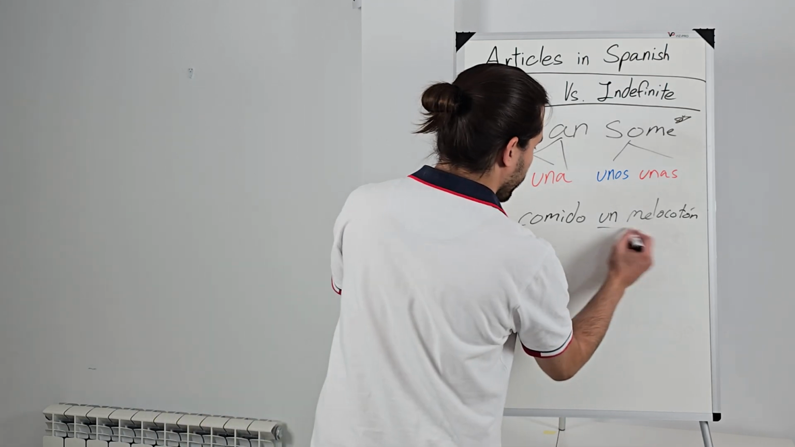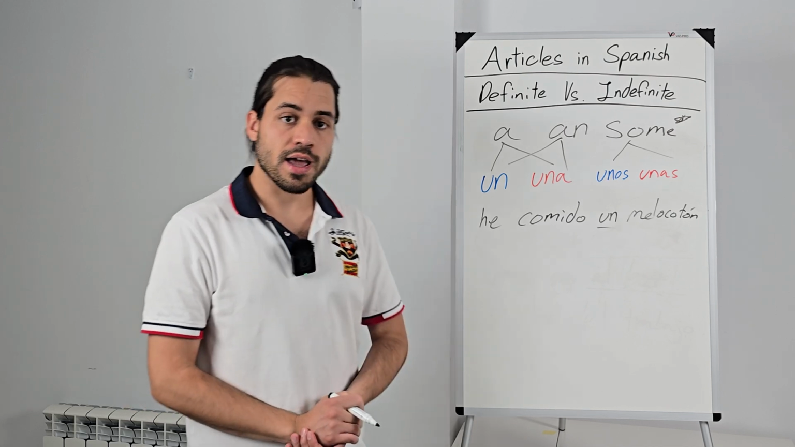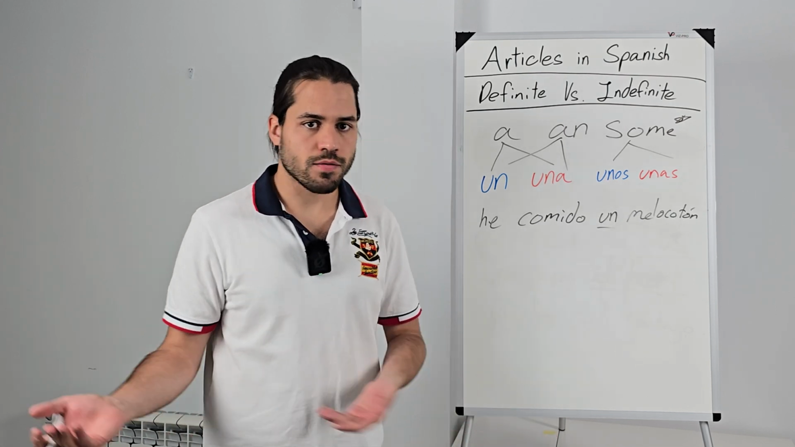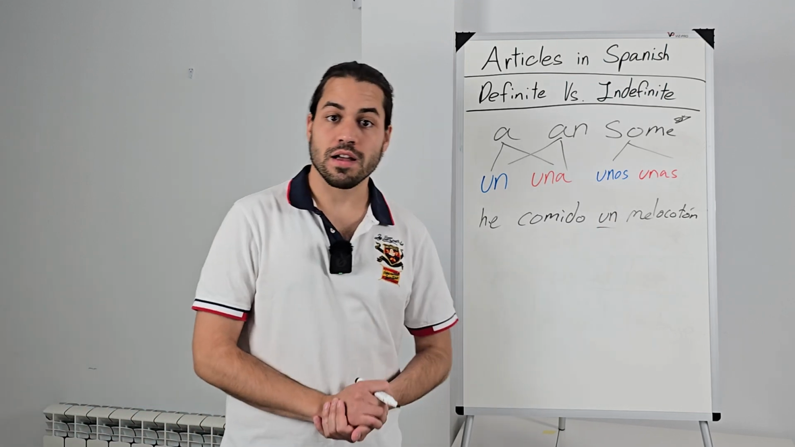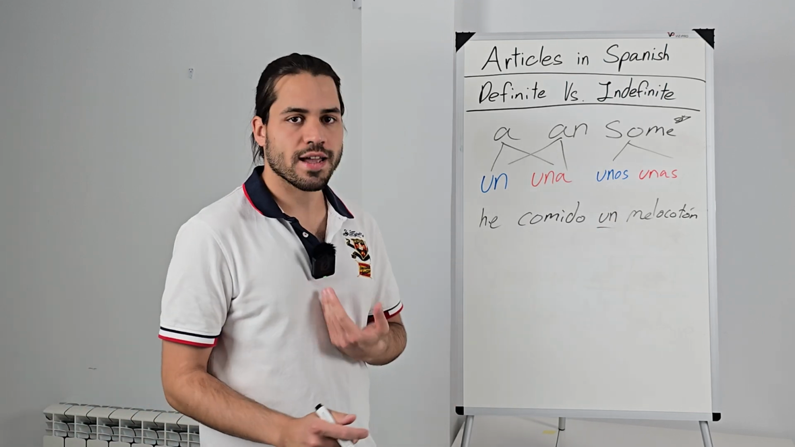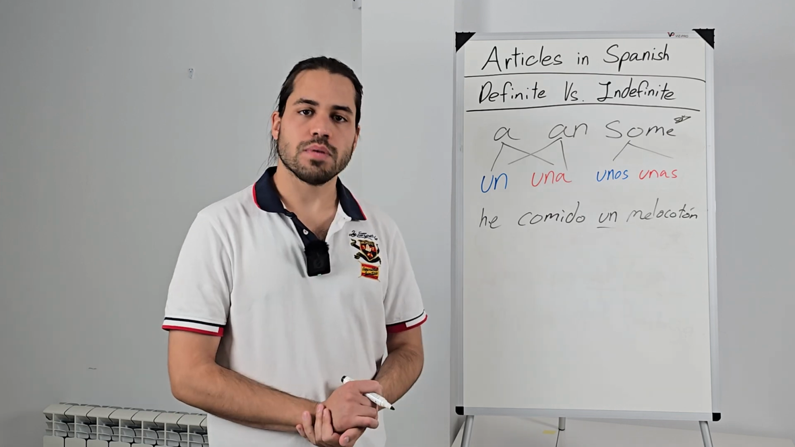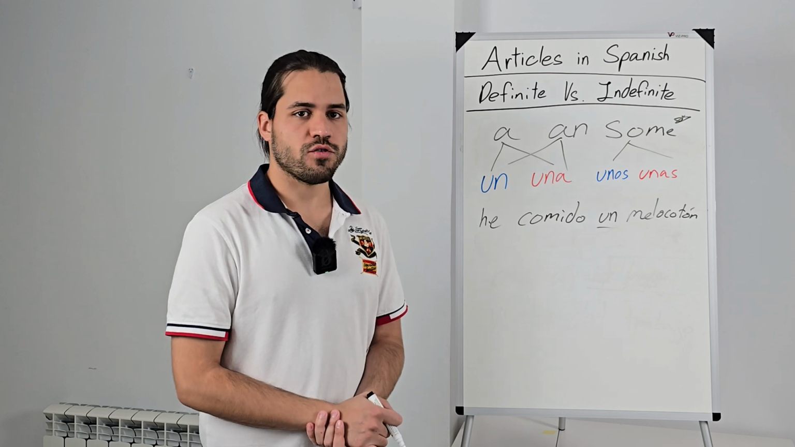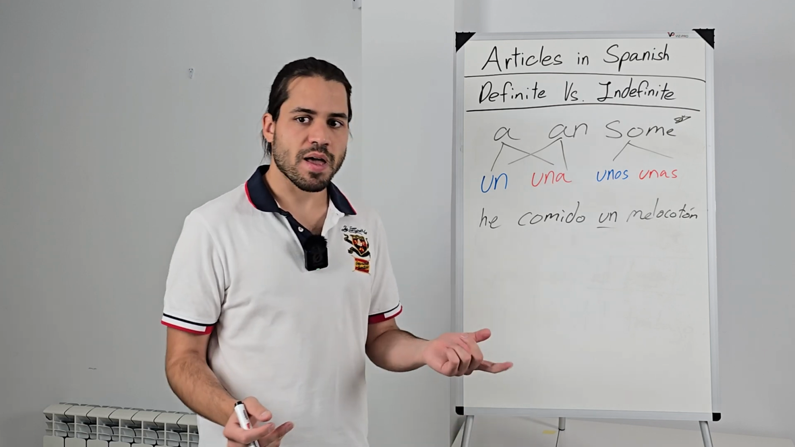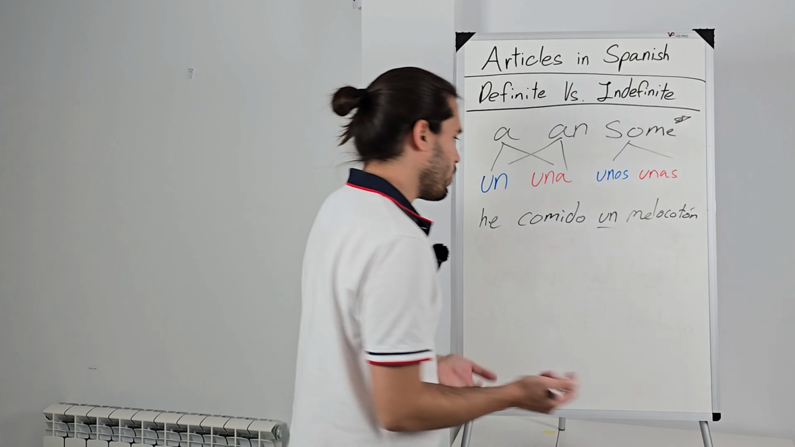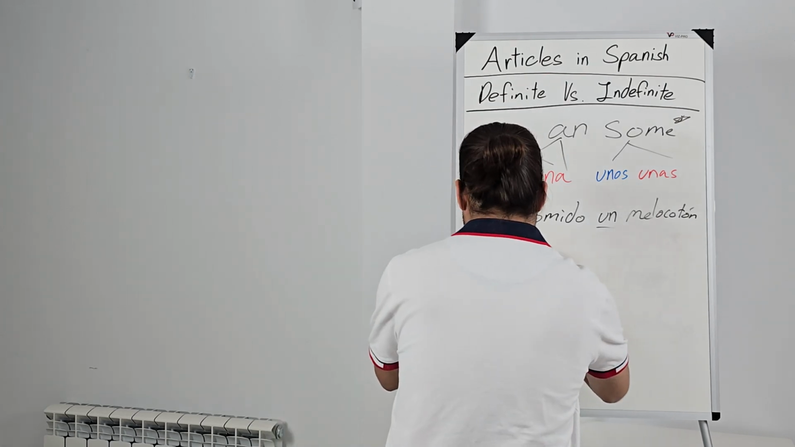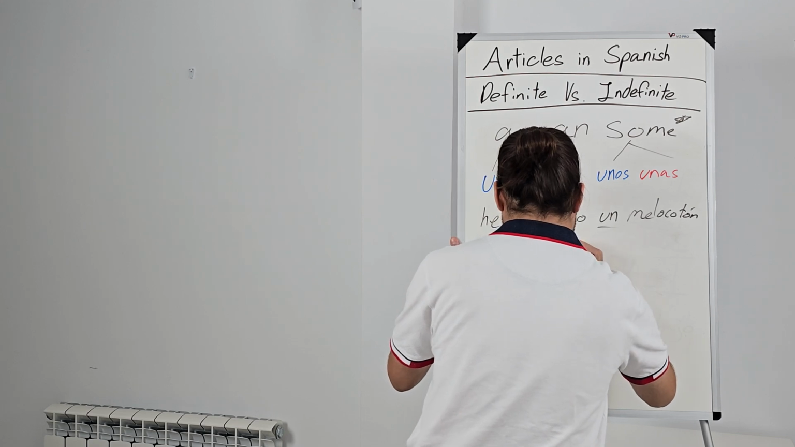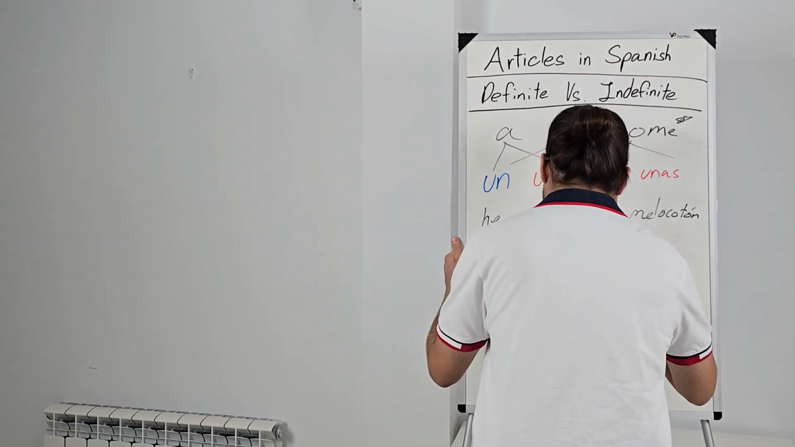He comido un melocotón. Why is it un instead of el? Because you're just saying, hey, I ate a peach. Doesn't matter which peach I ate. Let's say you have 10 peaches in the fridge, right? You ate a peach, he comido un melocotón. I ate a peach. And if your buddy asks you, okay, which peach did you eat? Let's say he had a peach he really wanted to eat out of all the peaches. You could say, no sé, he comido el melocotón de la izquierda.